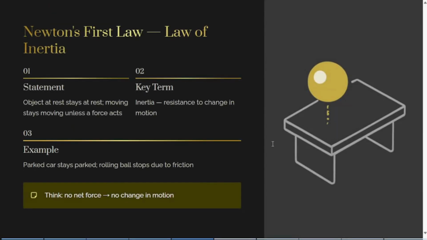Newton's first law is often called the law of inertia. It states that an object at rest stays at rest, and an object in motion stays in motion unless acted upon by an external force. The key concept here is inertia. Inertia is an object's tendency to resist change in its motion. For example, a parked car remains parked until a force moves it. Similarly, a rolling ball will continue moving unless forces such as friction or air resistance slow it down. Engineers must understand inertia whenever they design moving systems.